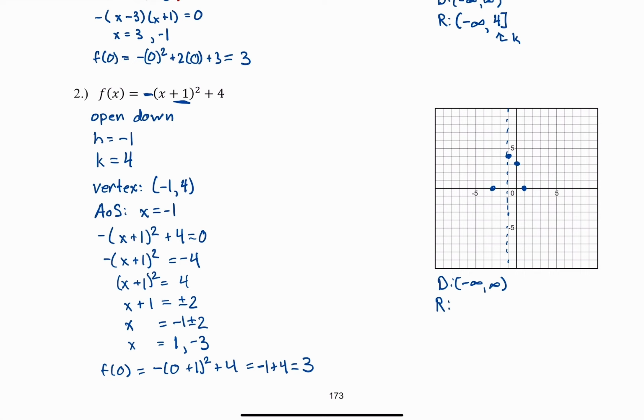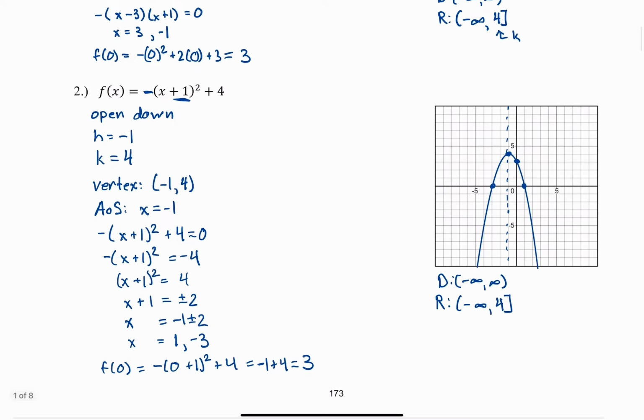The range, opening down, is -infinity to the vertex, which is 4, and let's go ahead and connect them in the parabolic shape. It doesn't seem to want to autocorrect correctly, but second time we got it there. So there is the graph for number 2.